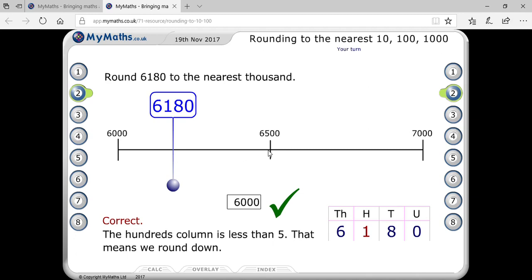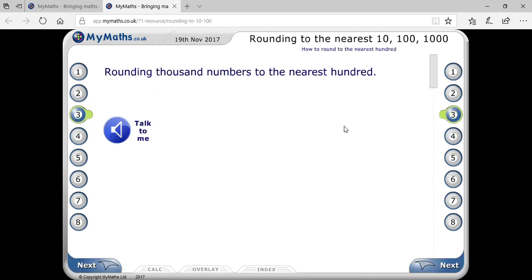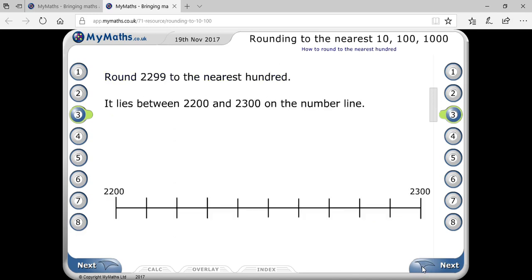Or you can also understand that they are asking to round to the nearest 1000. That means just see the hundreds place number. If that is less than 5, that means you have to write all the other places, that means hundreds, tens and units, as 0, and 6 will be as it is. Now come to the next, rounding to the nearest 100.